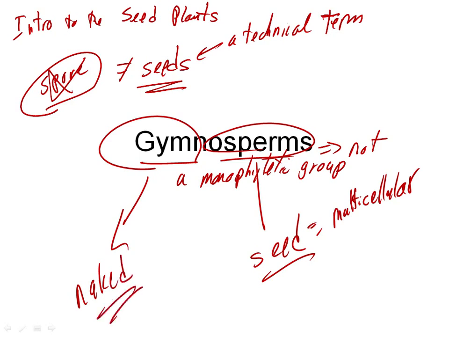The gymnasium was a place where young men would go to exercise in preparation for competitions like the Olympic Games, and they would do that without any clothes on. So it was the place where you went naked. Gym means naked. So these are the naked seed plants. We'll explore what that means. It is a good description of how the seeds are structured here. We'll talk about that as we go on.